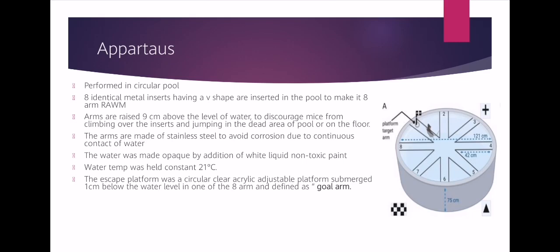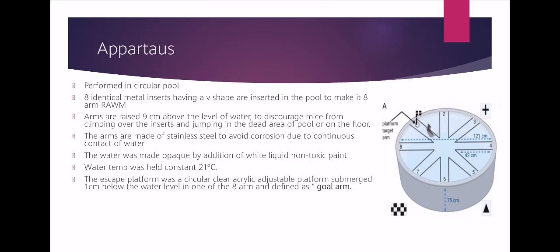The water was made opaque by addition of white liquid non-toxic paint. We don't use clear water. Rather, we use opaque water. Water temperature was held constant at 21 degrees centigrade. The escape platform was a circular clear acrylic adjustable platform submerged 1 cm below the water level in one of the 8 arms and defined as the goal arm.